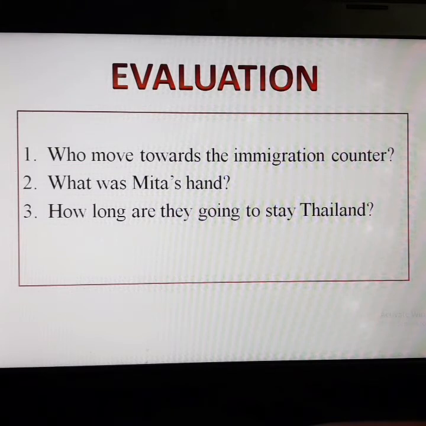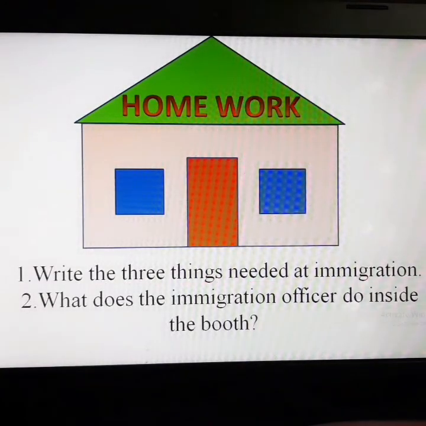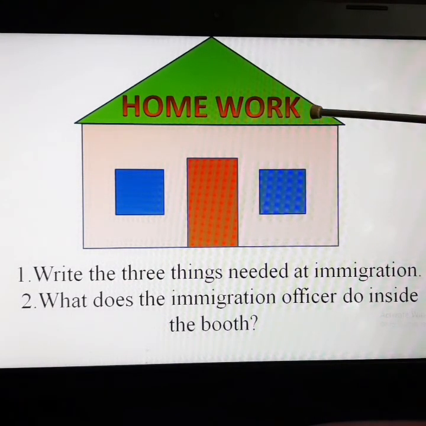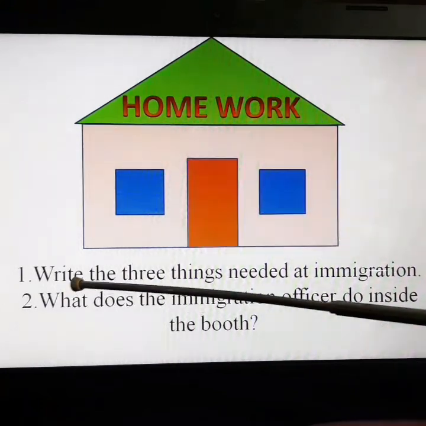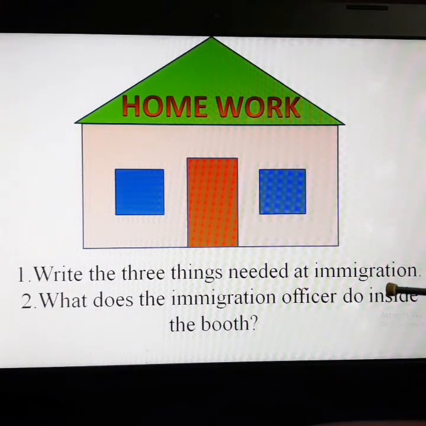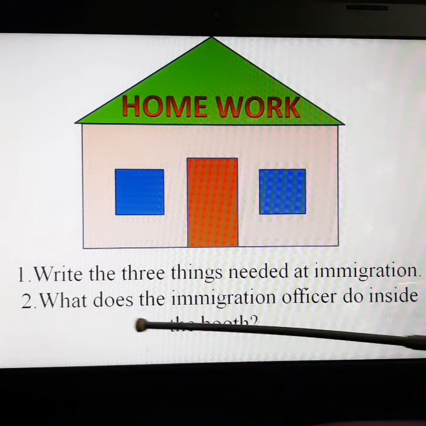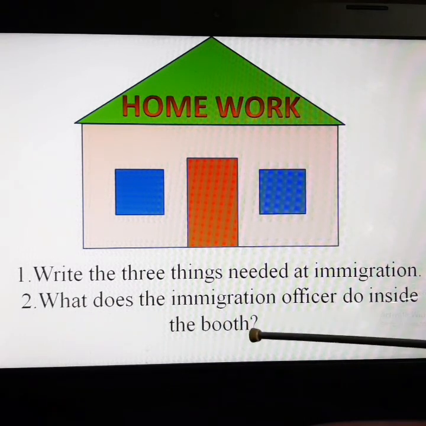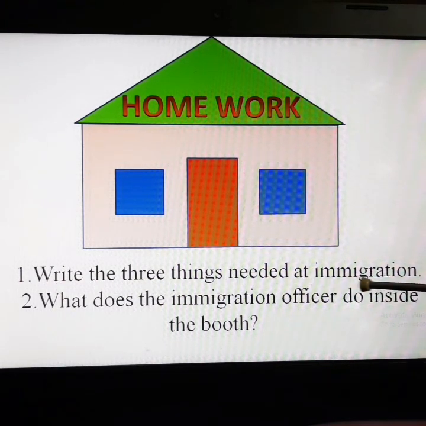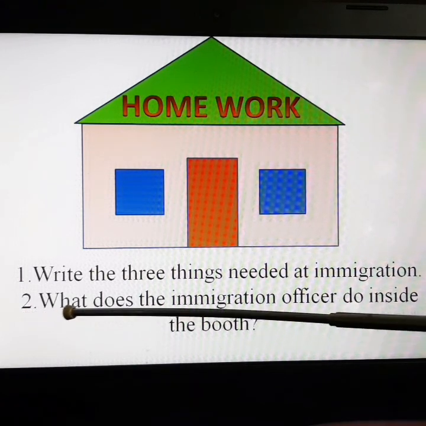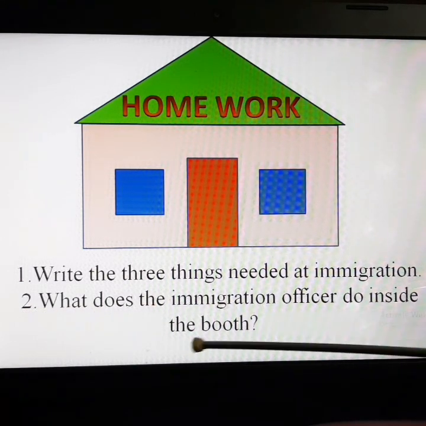Dear learners, you should practice English more and more at home. You should study regularly. Now open your diary. Now write down homework in your diary. The questions are: write the 3 things needed at immigration. What does the immigration officer do inside the booth? Question 1. Write the 3 things needed at immigration. Question 2. What does the immigration officer do inside the booth?